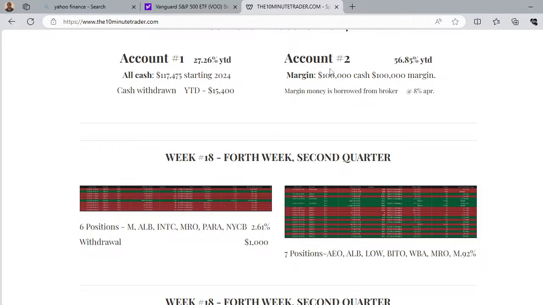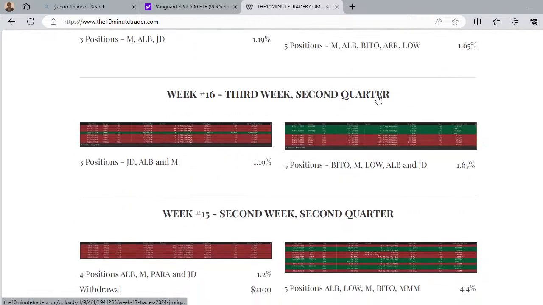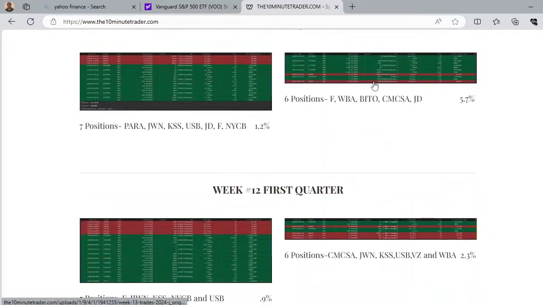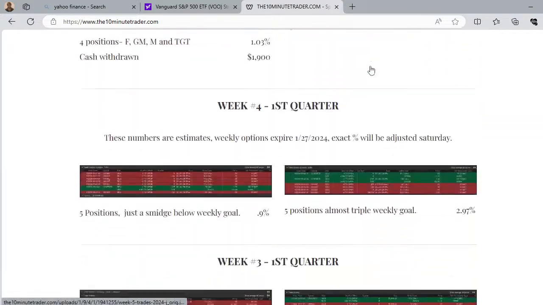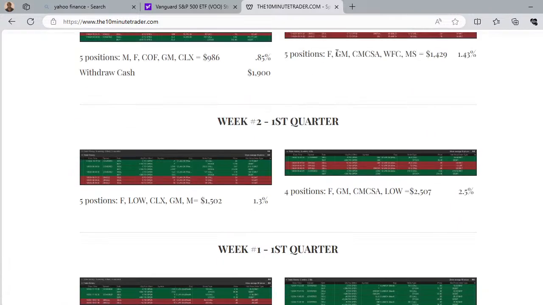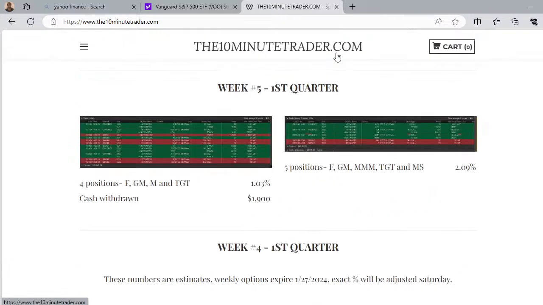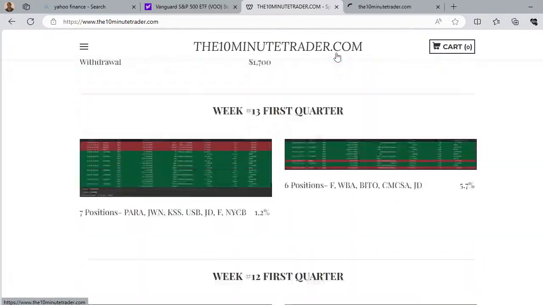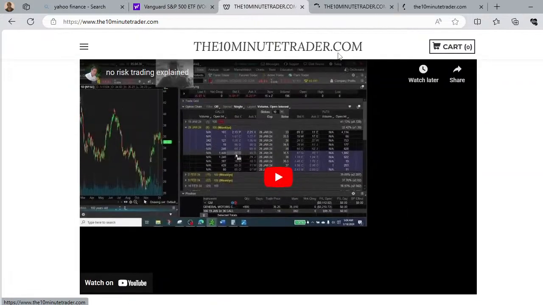Okay, so here, the 10-minute trader actually shows you my trades for the year. Okay, this is week 18. Week 17, 16, 15, down to week 1. Week number 1, week number 2, week number 3, and so on. They're all there. I don't hide anything. I get sick and tired of being screwed as a regular guy.